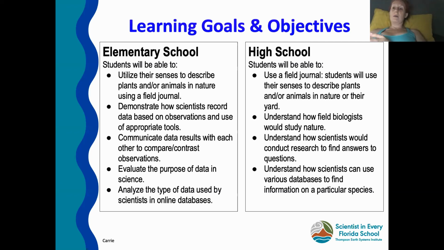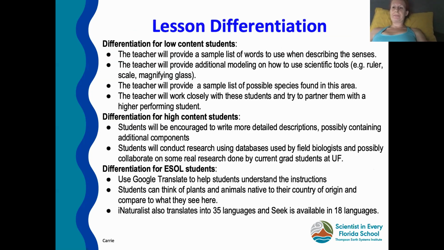And then as they progress as high schoolers, they're going to look into more details about that and how to use the apps, how to look more in the databases, how to actually conduct the research that scientists do. Next slide.